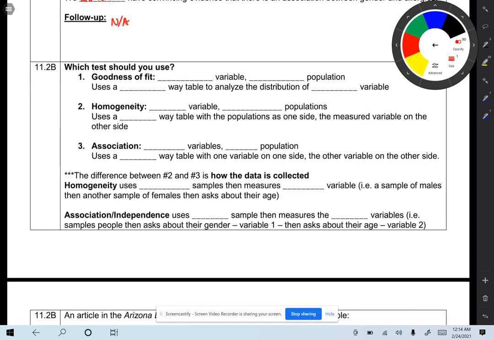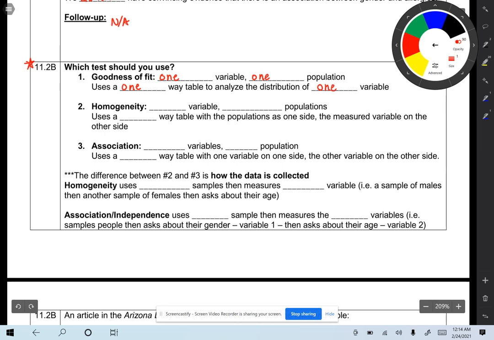Now, the main idea for this chapter is which test should you use when. So this is a good little summary that kind of tells you when to use which. The goodness of fit test you use when you have one variable and one population. So for instance, favorite color, and you're sampling everyone. It uses a one-way table to analyze the distribution of one variable.